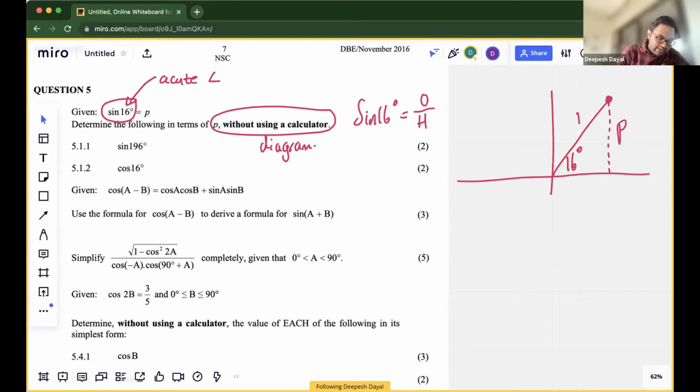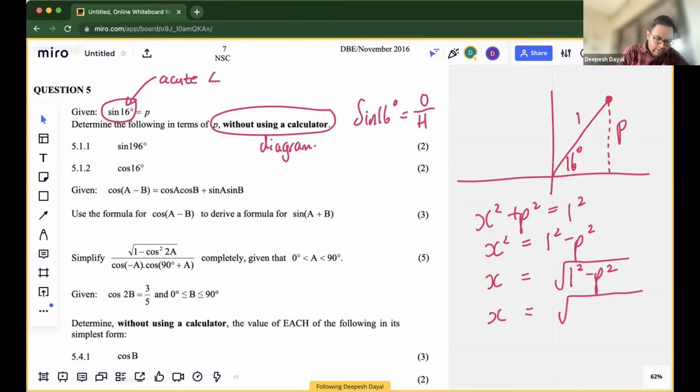So we're going to say x squared plus p squared equals 1 squared. So x squared equals 1 squared minus p squared. Therefore, x equals the square root of 1 squared minus p squared. So x will then equal the square root of 1 minus p squared. So here on the x-axis, we have the square root of 1 minus p squared, right?